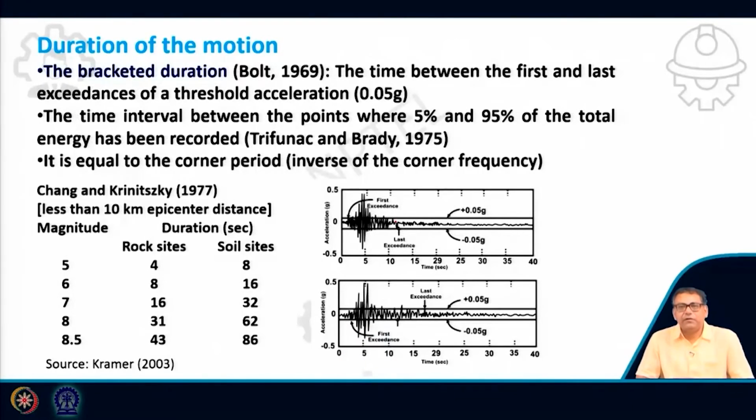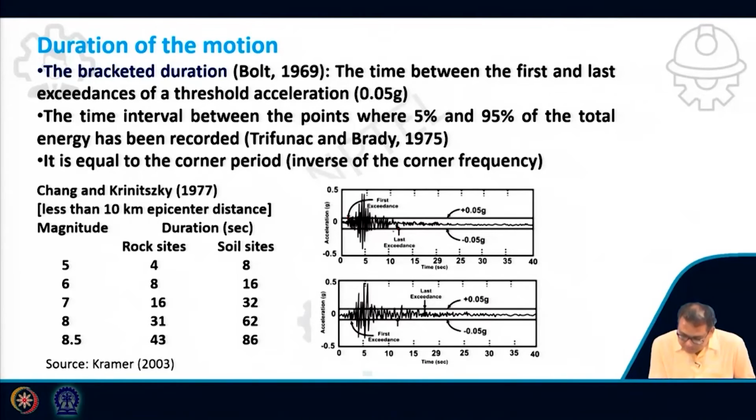Okay, so now how will we define the duration of this motion? The first one is the bracketed duration: the time between the first and last exceedance of a threshold acceleration, that is 0.05 g. So that time is called the bracketed duration. If you look at these acceleration time histories, we have two here. The first exceedance of 0.05 g is here, and the last exceedance is here.